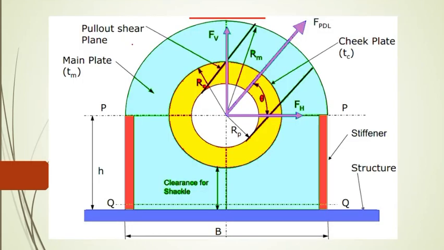Symmetrical arrangement using here. And this, if the body force is like this, this plane will be shear. First you understand this is the broad shear plane. It's the main plate, and cheek plate is DC. FP is the force. Stiffener. This is the structure.